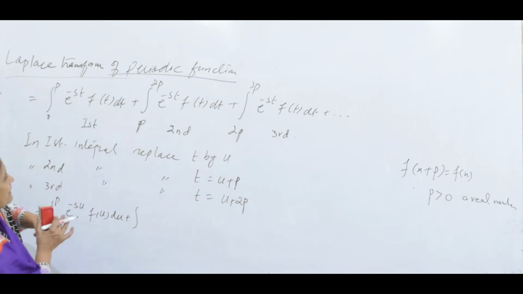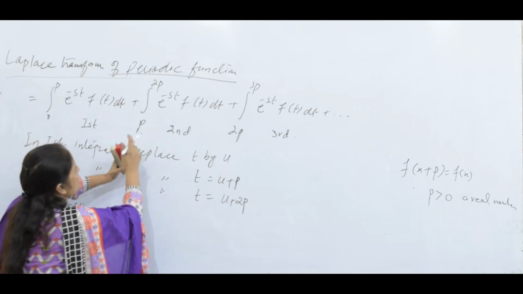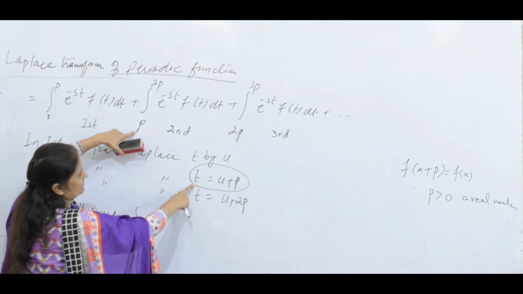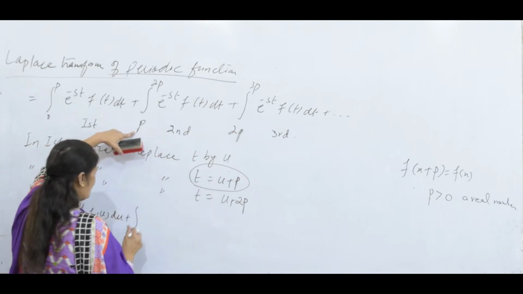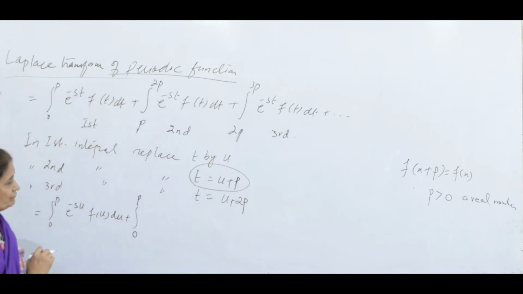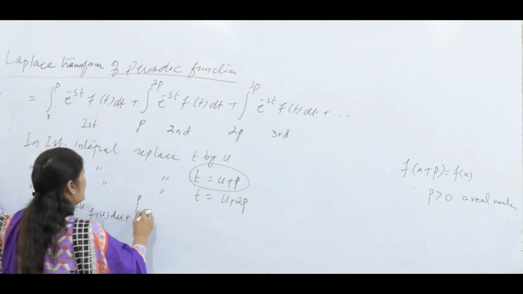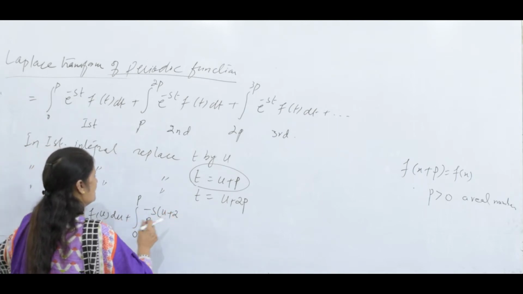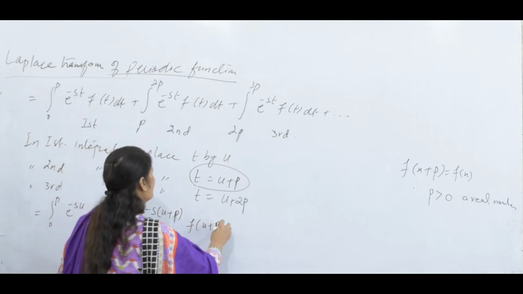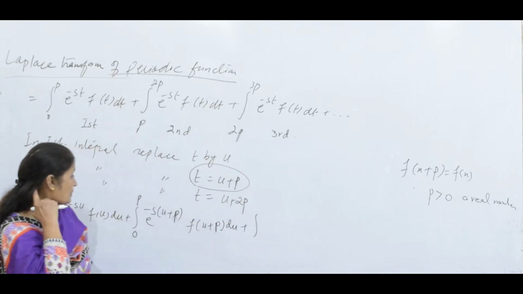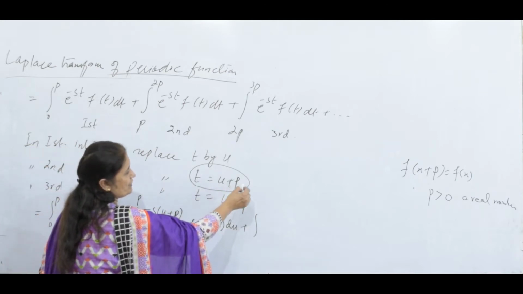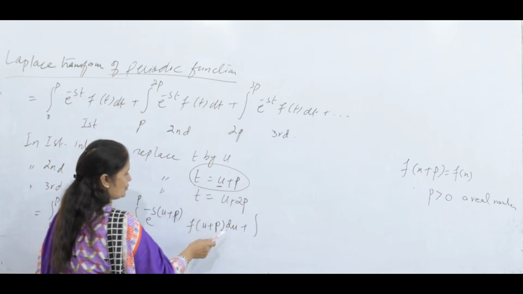For the second integral, the limits are p to 2p. If t is p, the lower limit, u will be 0. And if t is 2p, u will be p. These are the limits I have. The integrand is e^(-s(u+p)) f(u+p) du. I have replaced t by u plus p, and p is the period, so it is a constant, a real number. This is a variable. dt is du.